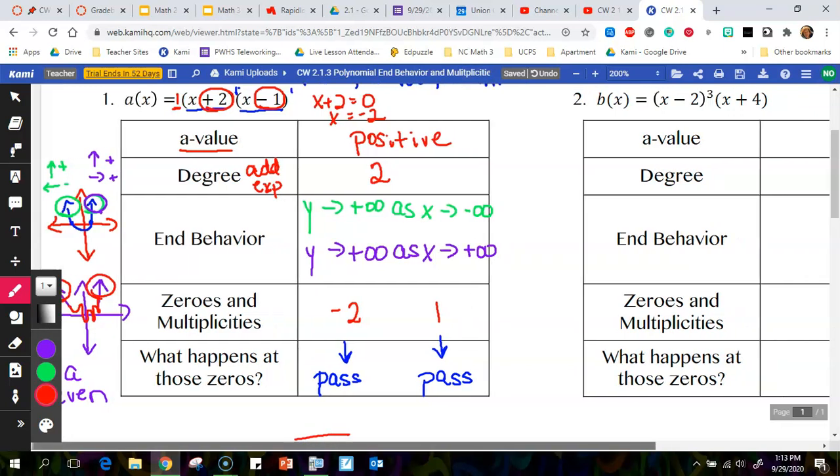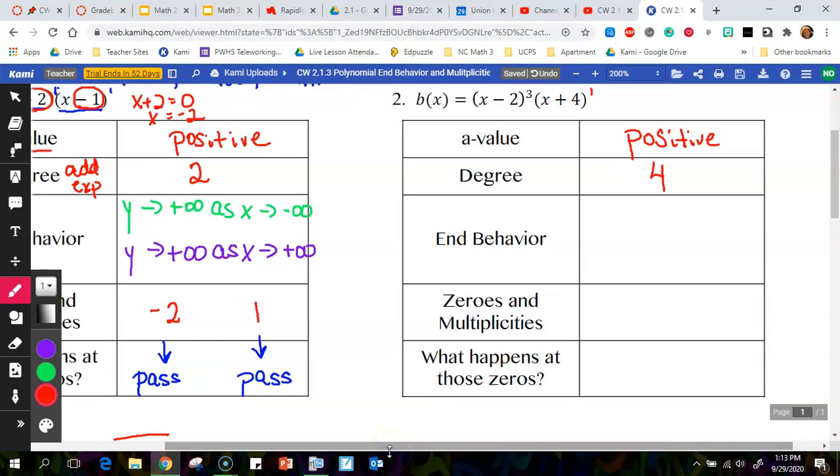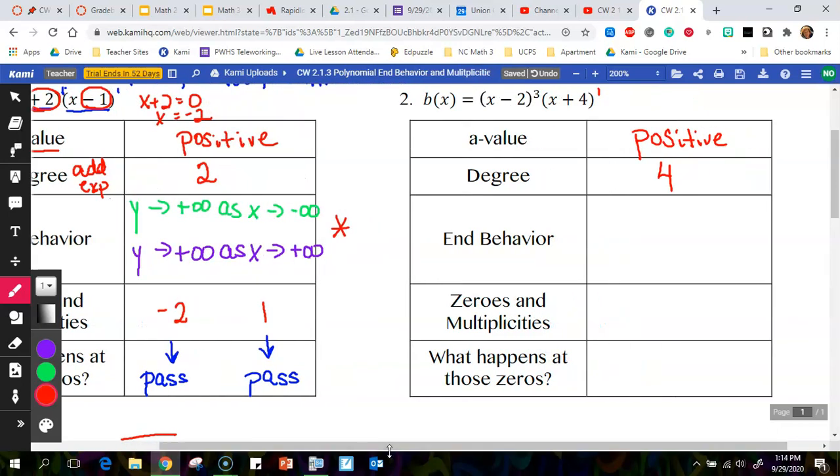All right, let's look at another one. Positive a value. All right, this is an even degree also because this is a 3 and this is a 1. So the degree is 4. Guess what? The in behavior is going to be exactly what we had over here. It's going to be the same. So in behavior, all I got to do is copy this. Y approaches positive infinity as x approaches negative infinity, and then copy the second line.